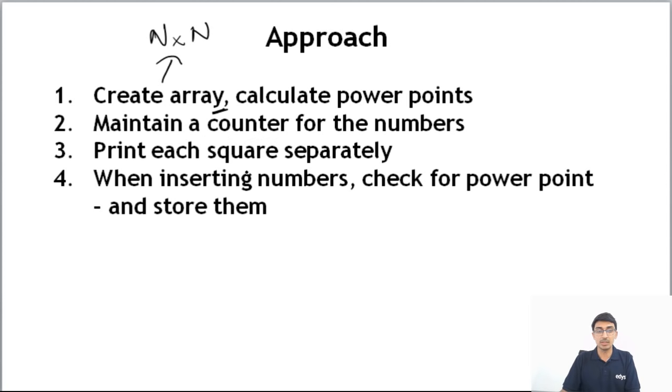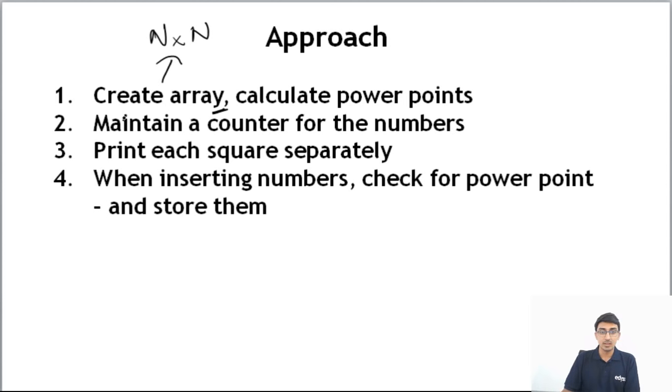Then generate each square separately. As I had said, do the outer square, then the inner square, and then the next inner square, till finally you get to the final element. And when we are inserting the numbers into the array, you check for the power point and store them. This we'll do after we've done the code for printing the square. We'll do it at that time and it will become clearer to you. So for now, I'm keeping the power point thing to the side.